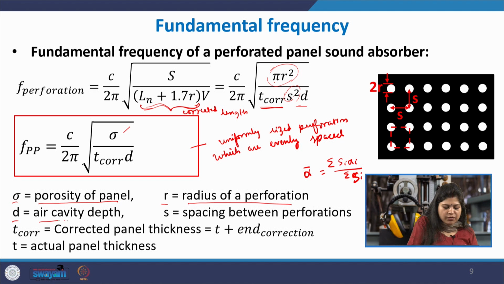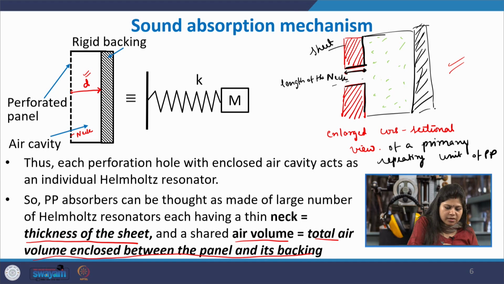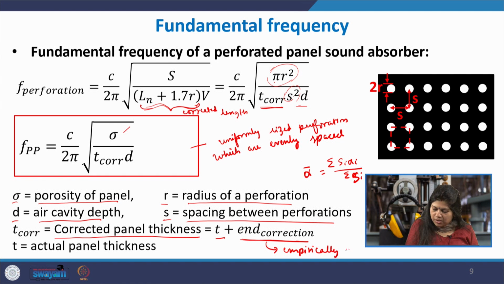D is the depth of the air cavity as shown in this figure here. This is your D, the depth of air cavity or the distance between the sheet and the rigid backing. And then S is the spacing between the perforations. T is the corrected panel thickness, which could be T plus some end correction factor, and all these things are empirically derived from experiments, and then T is the actual panel thickness.